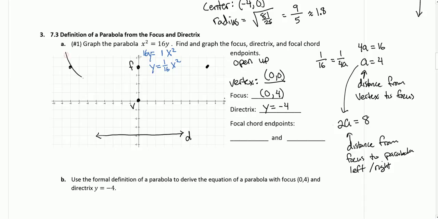And so we have this parabola here opening up. So it's a bowl shape. The focus is always inside that bowl. The directrix is somewhat like the table that the bowl sits on. And so we have our 2 points. The one on the left is at -8, 4, and the one on the right is at +8, 4.